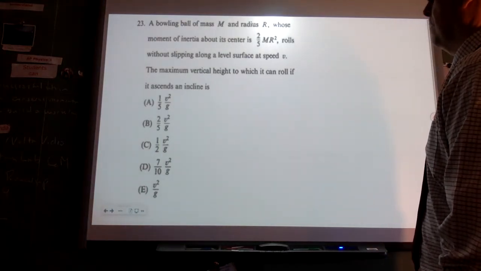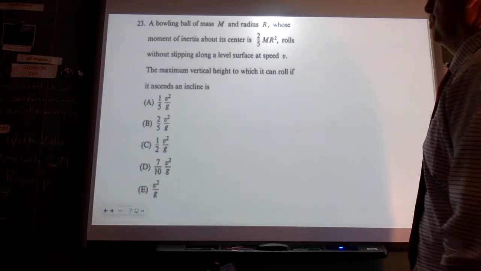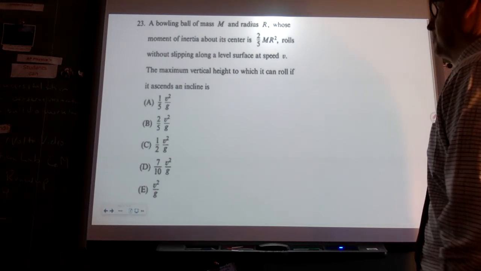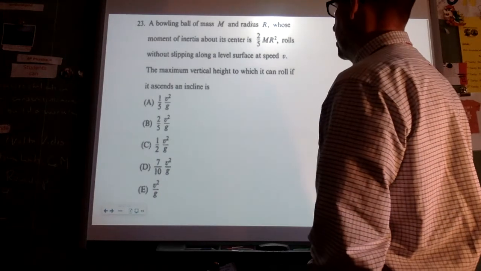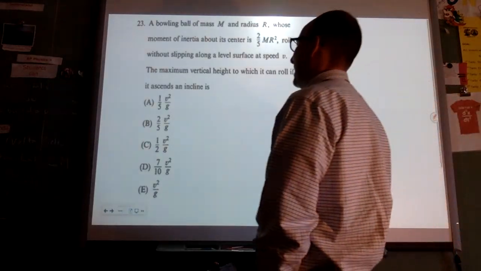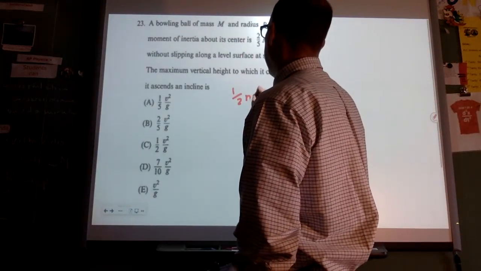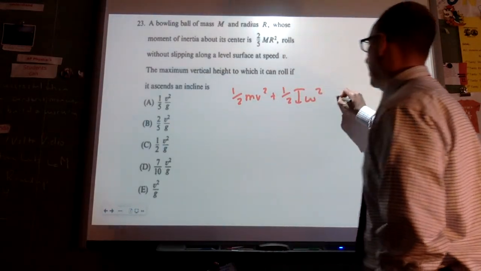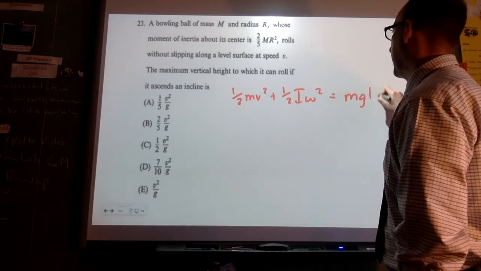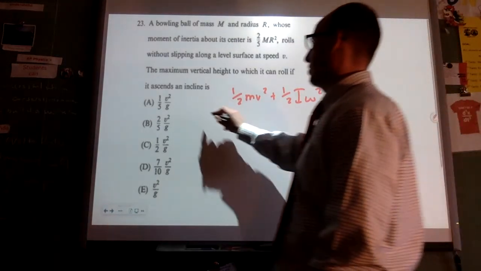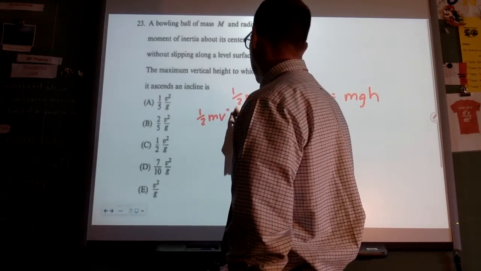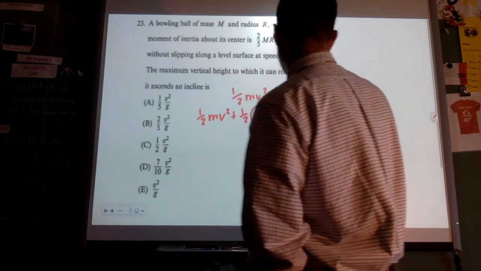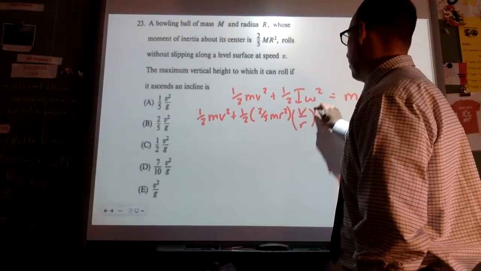All right, so a bowling ball of mass m and radius r, whose moment of inertia about its center is 2/5 m r squared, rolls without slipping along a level surface at a speed v. The maximum vertical height which it can roll if it ascends an incline is. So we're going to have 1/2 m v squared plus 1/2 I omega squared is equal to m g h. And I need to plug in for I, which is 2/5 m r squared, and omega, which is v over r, squared.